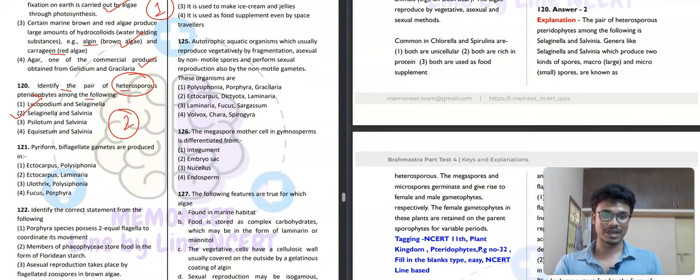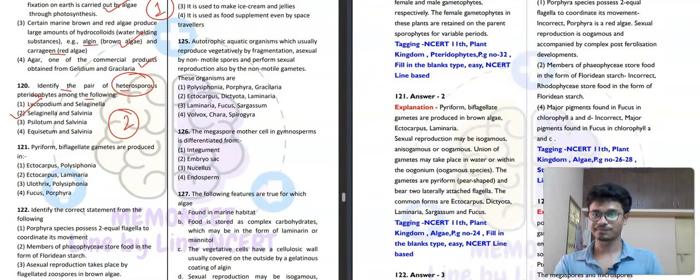So now the next question, 121. It is saying that pyriform biflagellate gametes are produced in Ectocarpus, Polysiphonia, Ectocarpus, Laminaria, Ulothrix, Polysiphonia, Fucus and Porphyra. So pyriform biflagellate gametes are produced in brown algae. So you need to look at the examples of brown algae, whether both the examples are from brown algae. Ectocarpus and Laminaria both are brown algae. So that's why the second option will be our correct answer for this question.